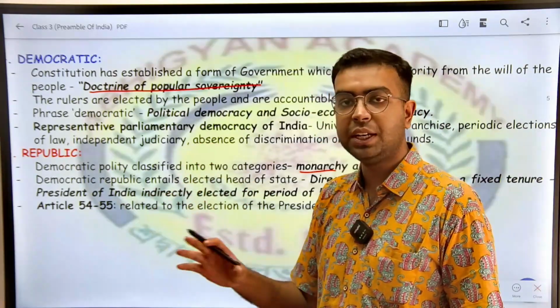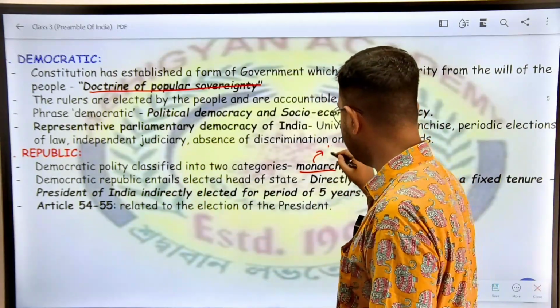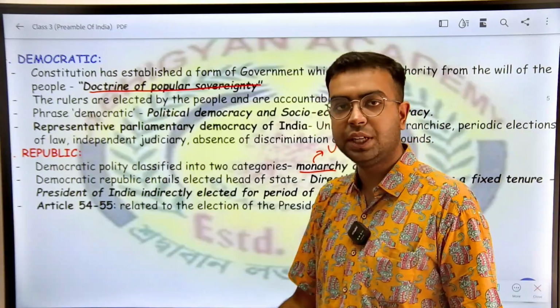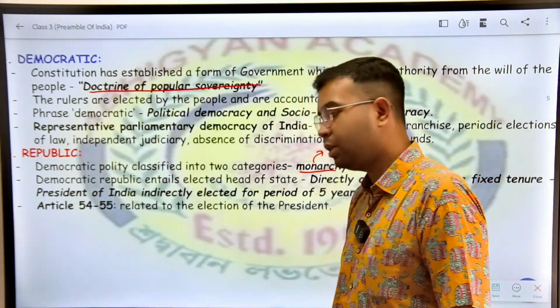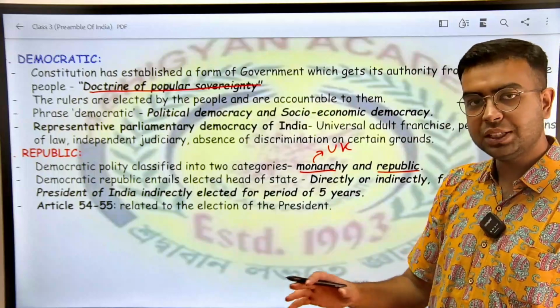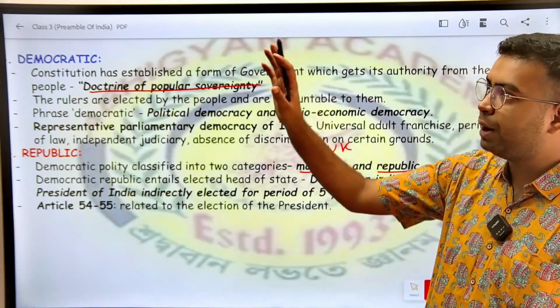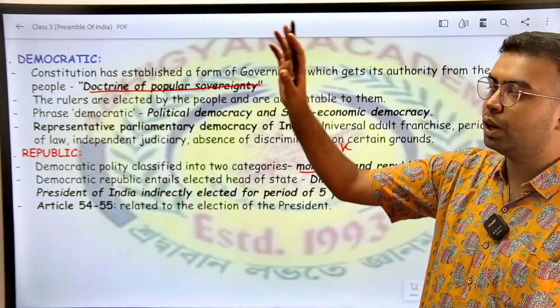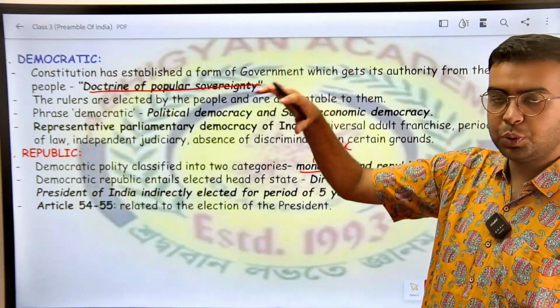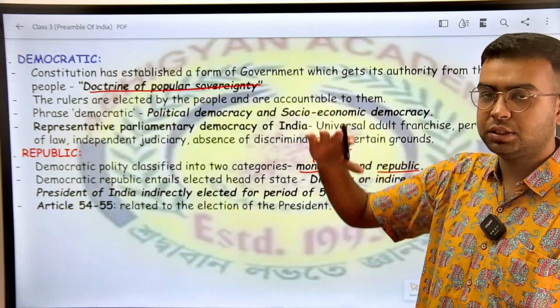The head of the state is not elected. Monarch is present in UK. The head of the state is not elected. It is already present. Although the parliament is elected by the people in Britain, the head of the state is not elected. It is the by default preset king, royal family. There is a king or queen and they are succeeded by their heirs.